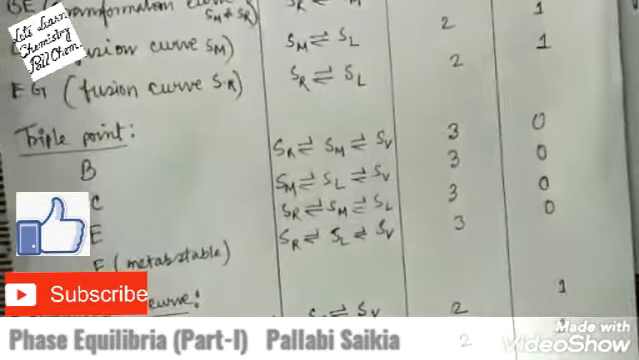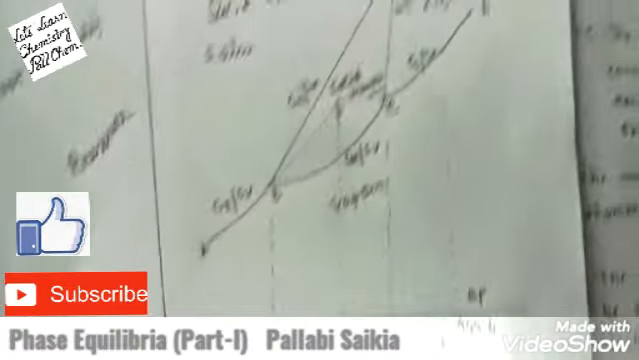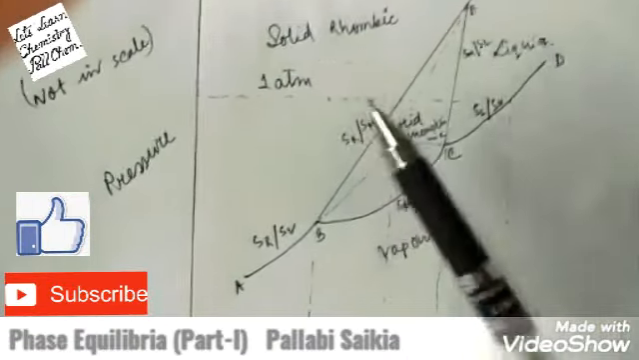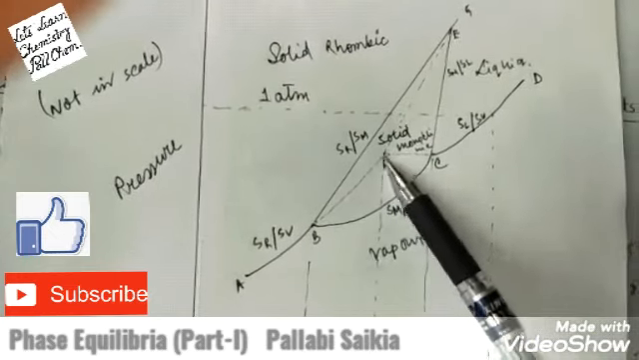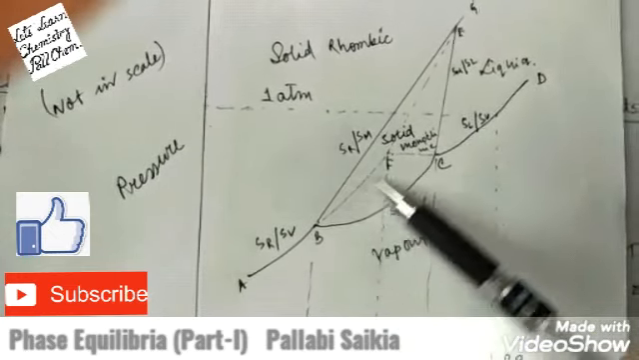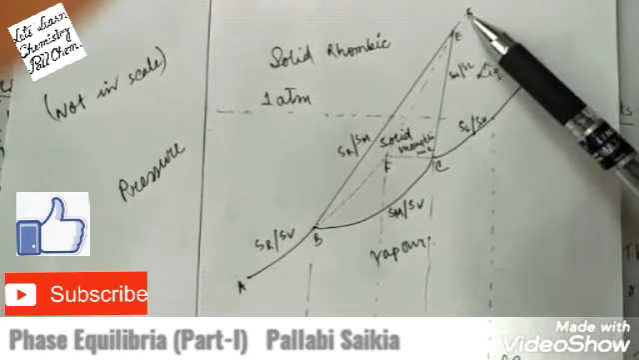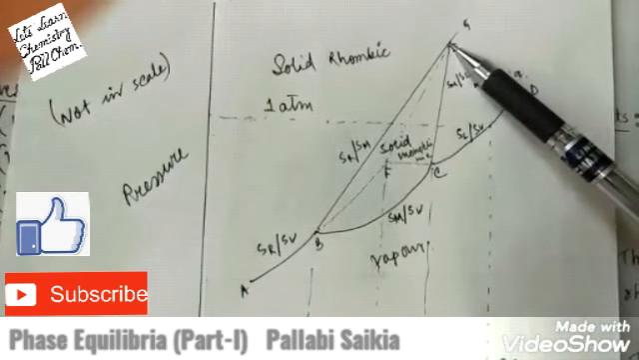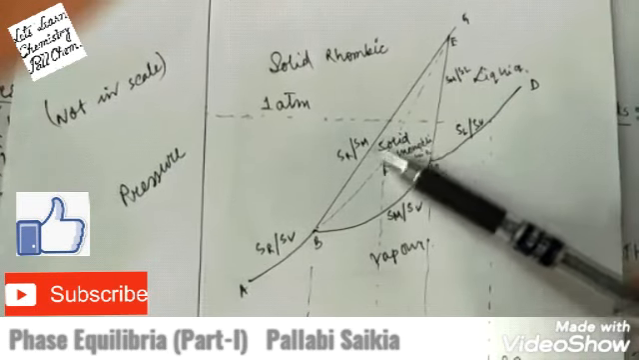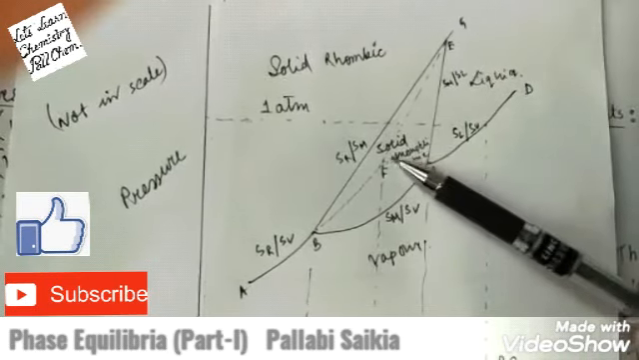So what is metastable equilibrium actually? Metastable equilibrium means if we extend the DC curve here up to F, if we extend the AB curve up to F, if we extend the ZE curve, meaning this E point up to F, then we will get a metastable equilibrium.